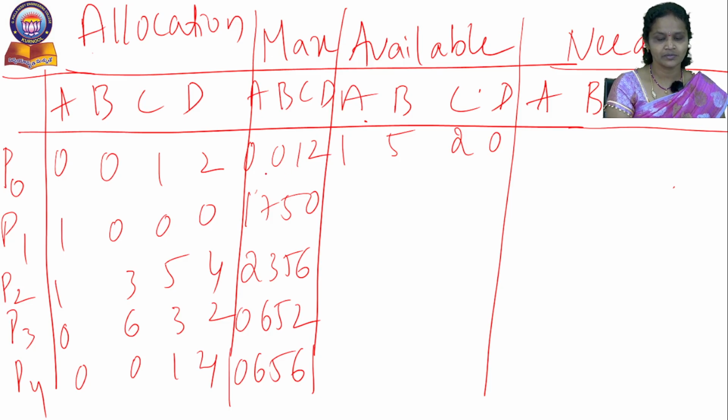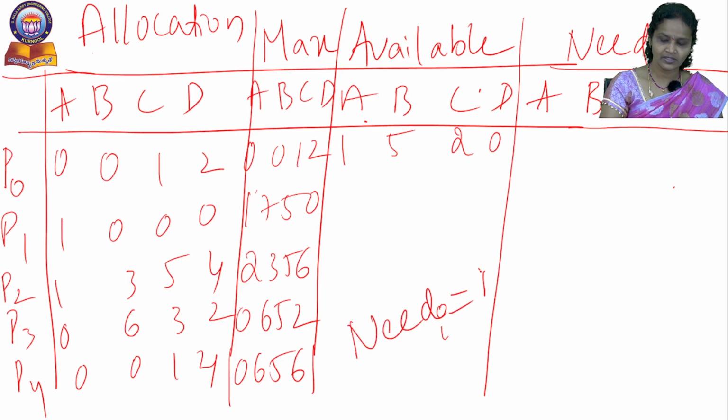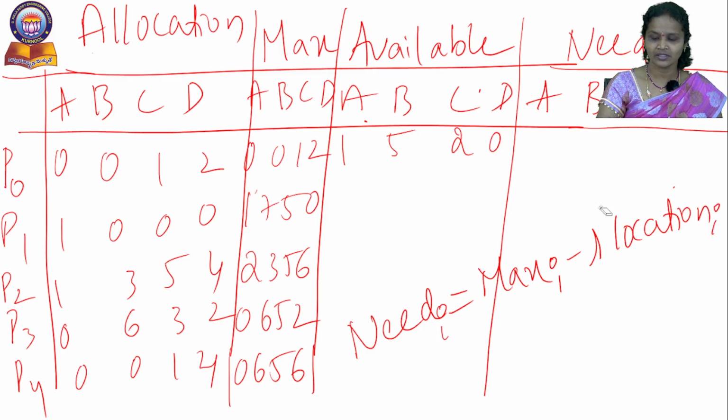So if we take this process P0, these are the resources that have already been assigned to P0, and at max it requires these many resources. So the need is how many resources process P0 still requires in order to complete its execution. This is how we will be calculating the need: need of I is equal to max of I minus allocation of I. Here I is nothing but the process number.